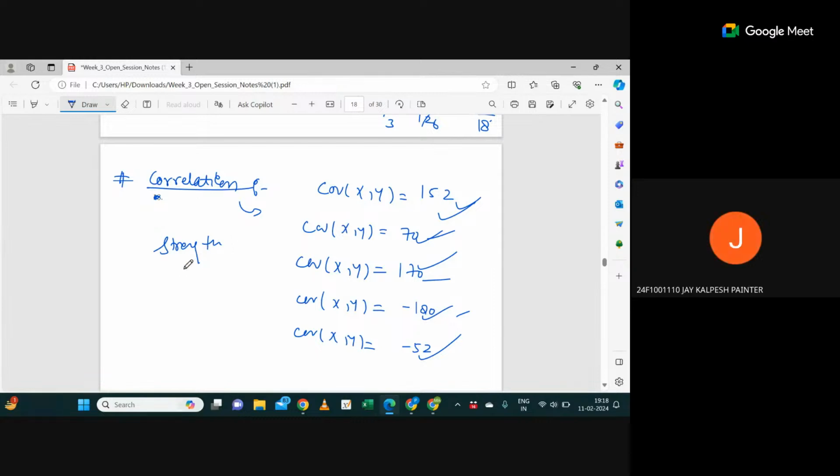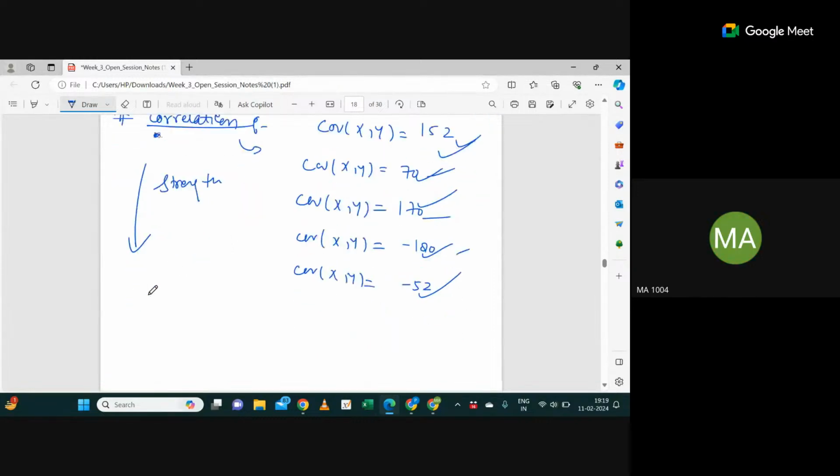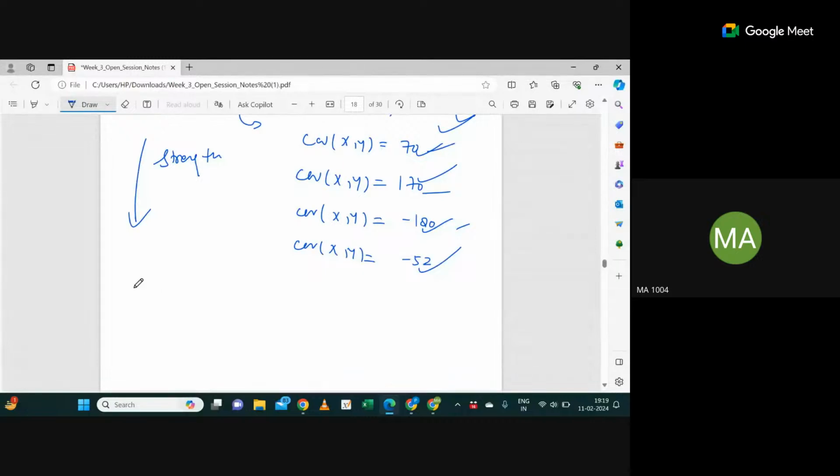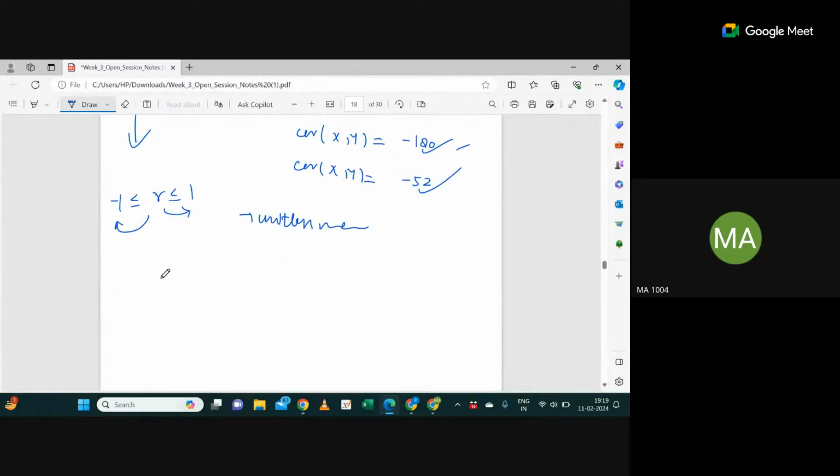In correlation, the correlation gives me the strength of that association, because correlation lies between minus 1 and 1. If the correlation between these two is very close to 1, I will say a strong positive association, and if it's very close to minus 1, I will say a strong negative association. Also, this correlation coefficient is a unitless measure. It's a very important thing.